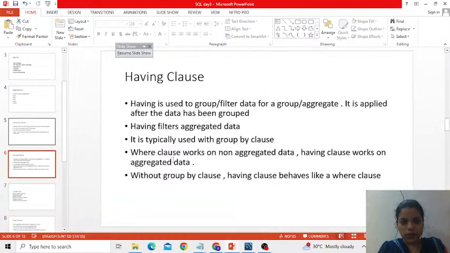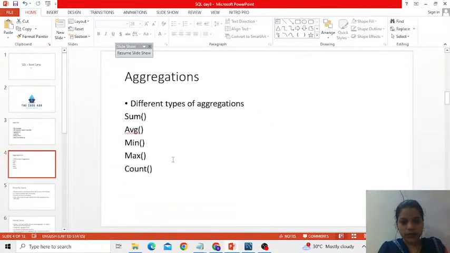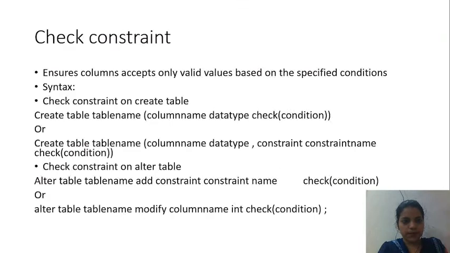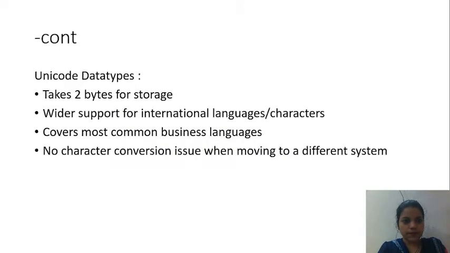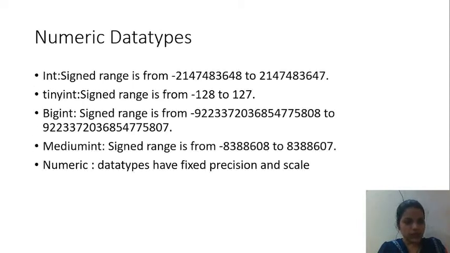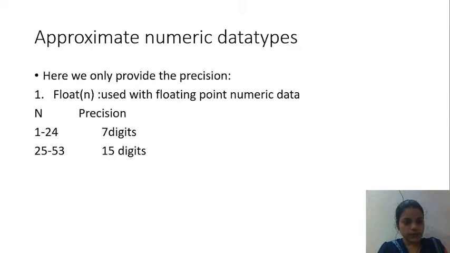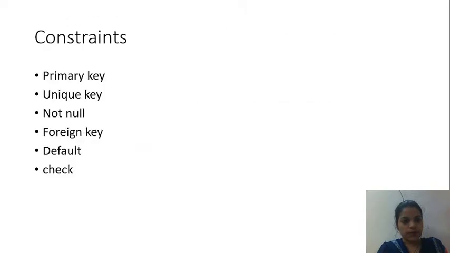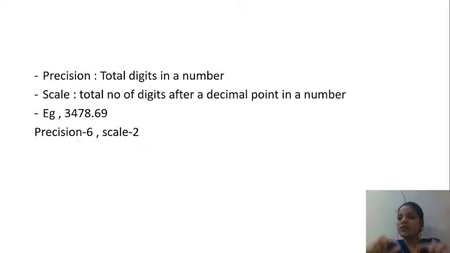See, I have written it here for you. Okay, here it is. Precision always means the total number of digits in a number. Okay, and scale means the total number of digits allowed after a decimal point in the number.